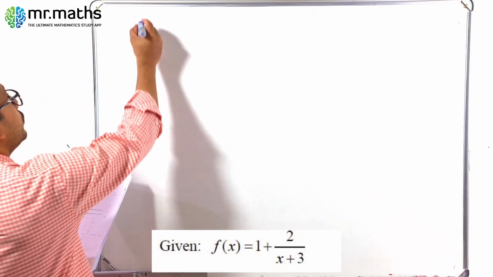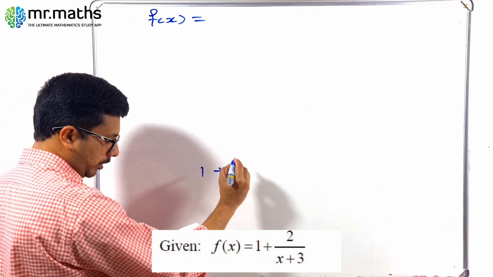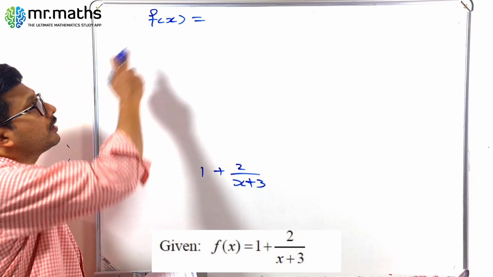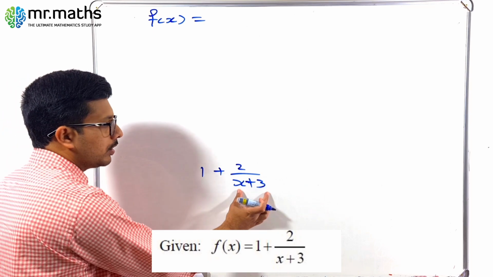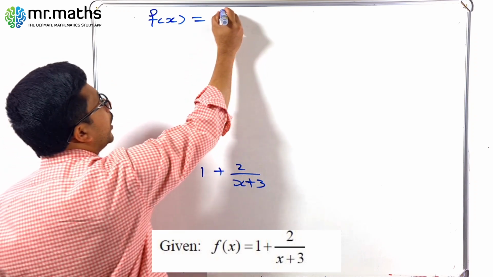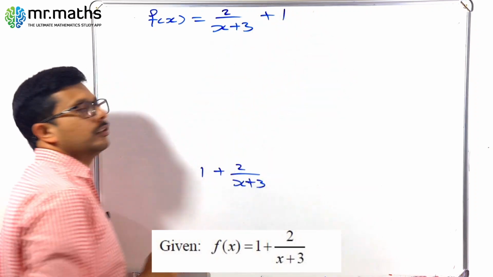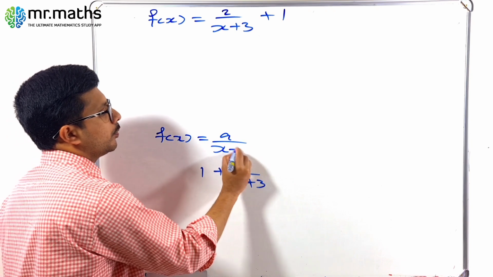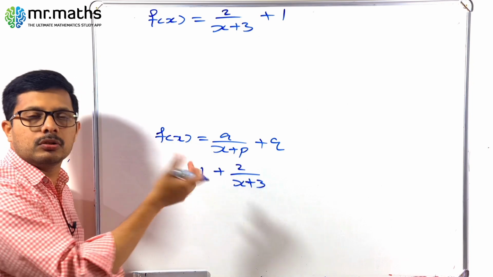Given f of x is equal to 1 plus 2 divided by x plus 3. It is the same as normally writing this one first and this one second. So let me write it in order: 2 divided by x plus 3 plus 1. We know the standard form f of x is equal to a divided by x plus p plus q. This one is just in a different order; they just swapped it around, that's all.